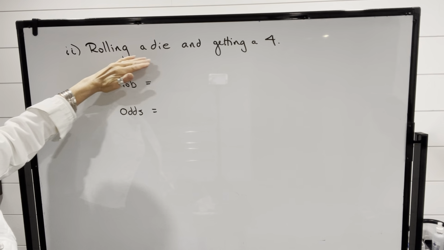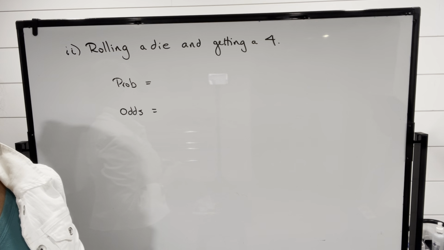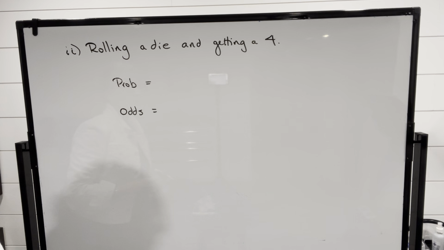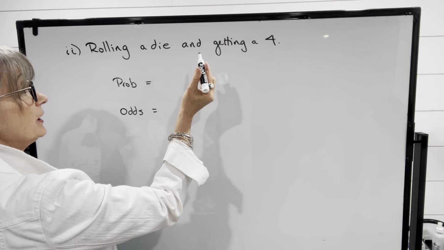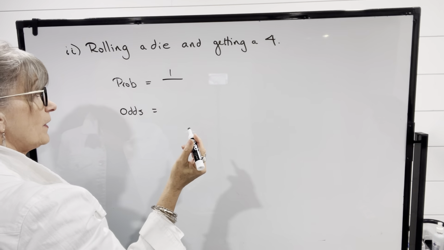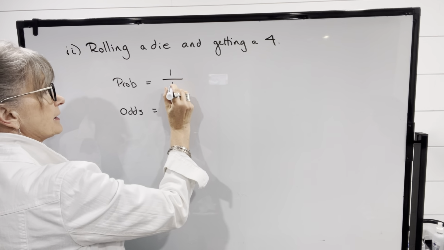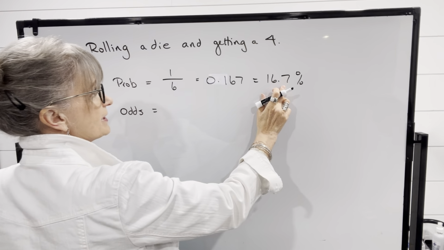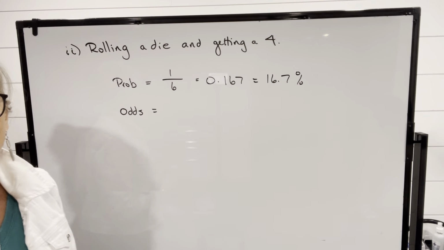So let's say we roll a die and we want to calculate both the probability of getting a 4 and the odds for getting a 4. So the probability is 1. There's only one way to get a 4 out of how many possible outcomes? 6. So that would be 0.167 or 16.7% probability.